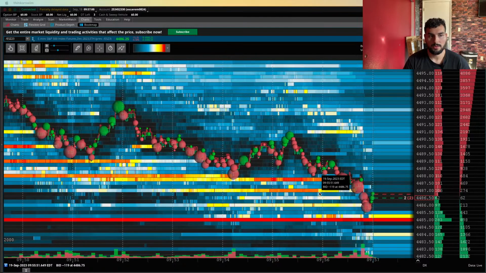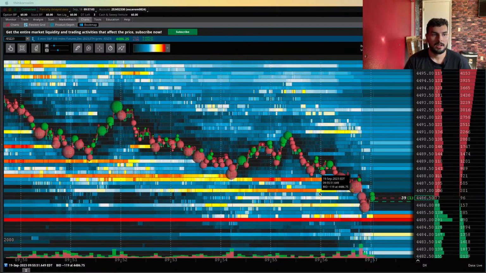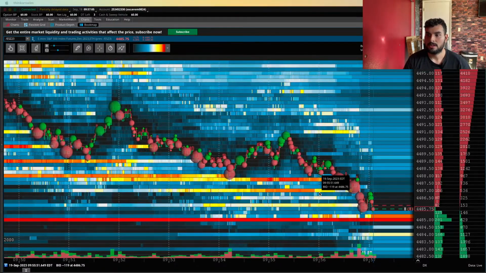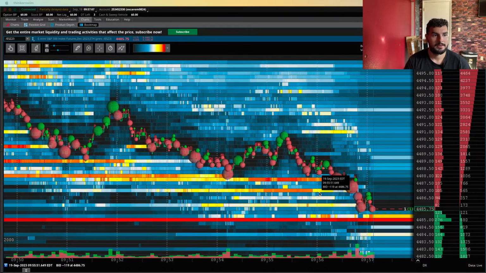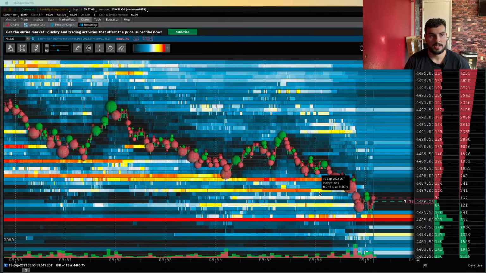That's why we're patient. We wait for those levels to hold. Take those trades based off the key levels. That is such a small range right there.